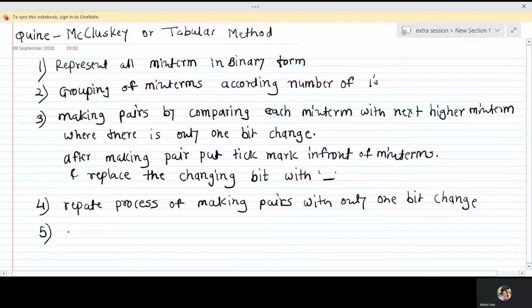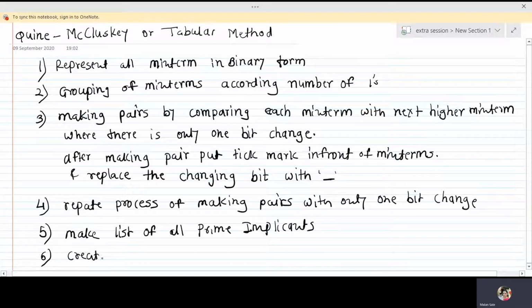After this, make a list of all prime implicants. And the last step is create the prime implicant table and select unique prime implicants to get the simplified expression.